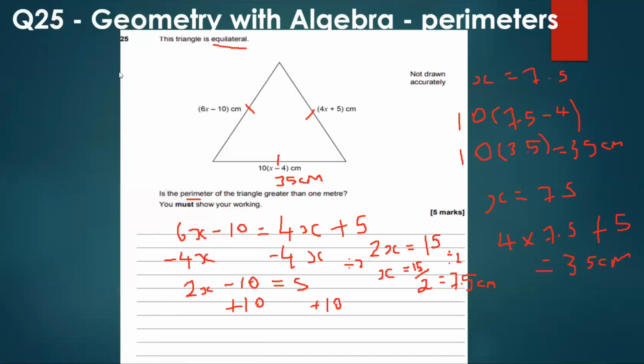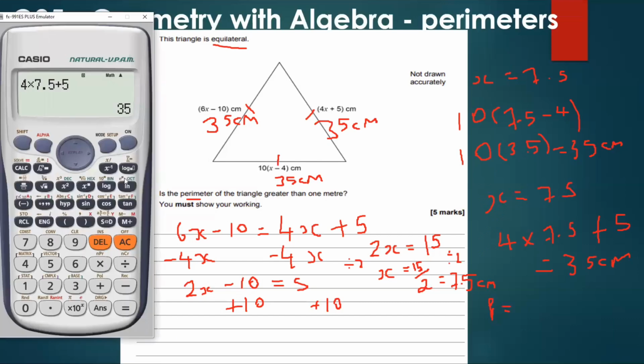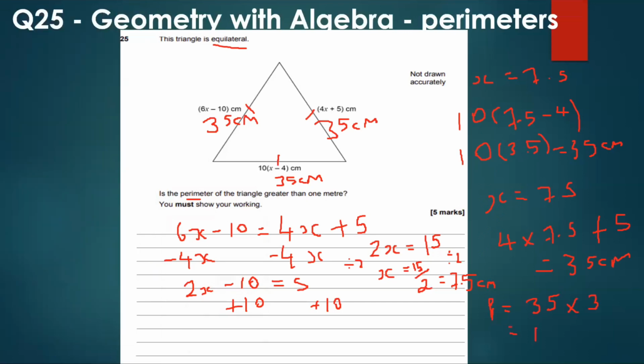I just realized, whilst doing this question, that the lengths are going to be the same. So I don't actually have to work out this last one because that's also going to be 35. Once I know what one length is, I can work out what the other three lengths are. So 35 add 35 add 35, work out the total perimeter. So the perimeter is going to be 35 times 3, which on my calculator gives me 105. So it's 105 centimeters, which converting to meters, I'm going to divide by 100.